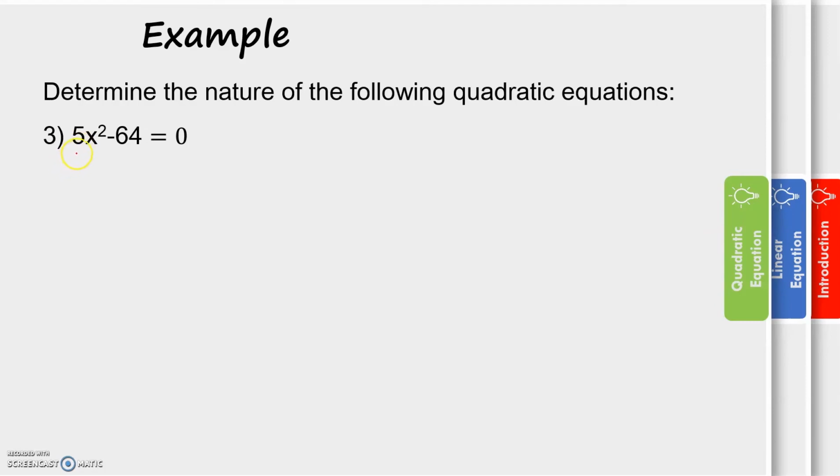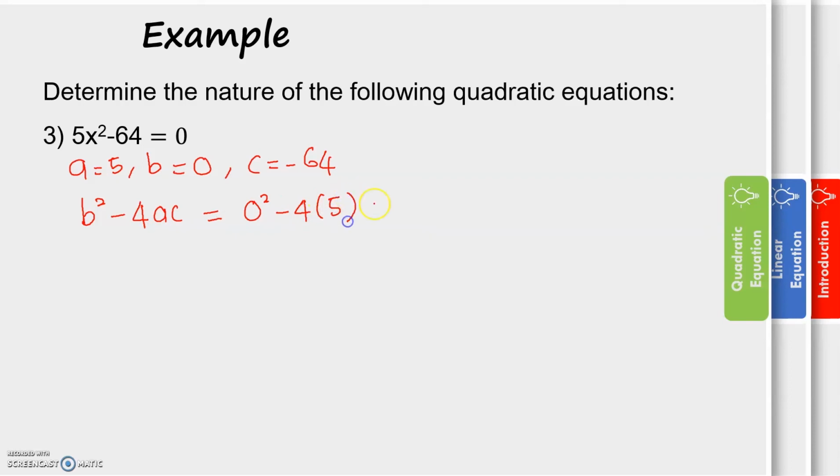For the third example, we have the quadratic equation 5x squared minus 64 equal to 0. In this case, our a value is equal to 5, our b value is 0, and our c value is negative 64. When we substitute all values into the discriminant b squared minus 4ac, we get 0 squared minus 4 times 5 times negative 64, which gives the answer 1280, that is greater than 0. So our conclusion is that the roots are real and different.